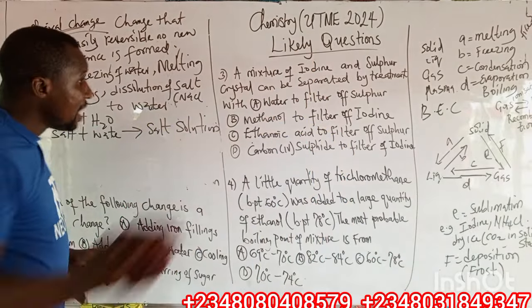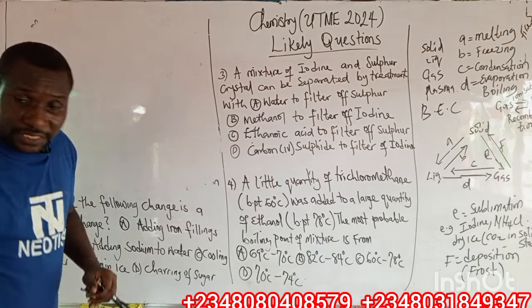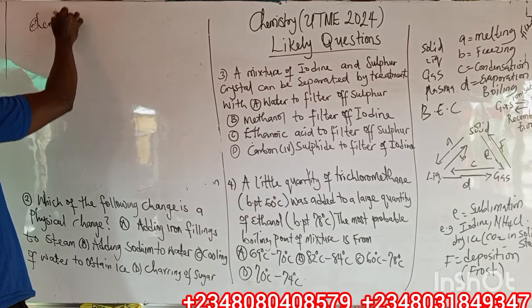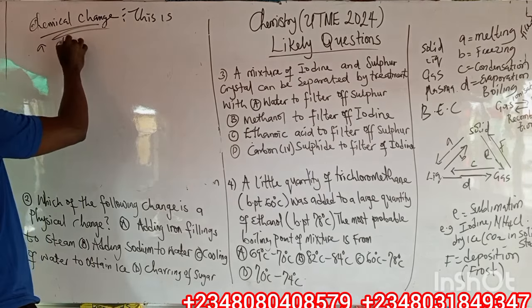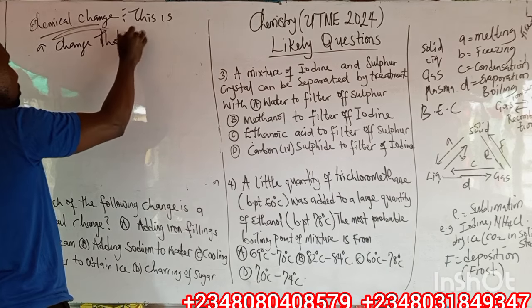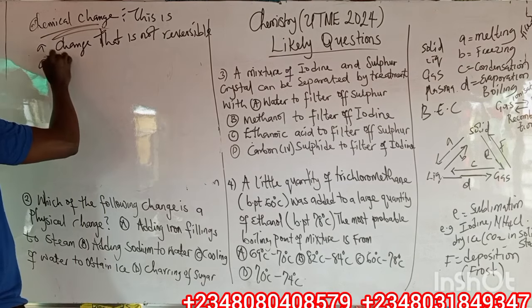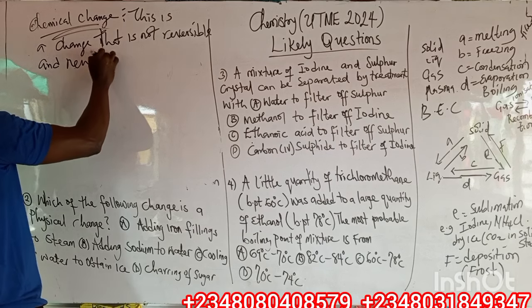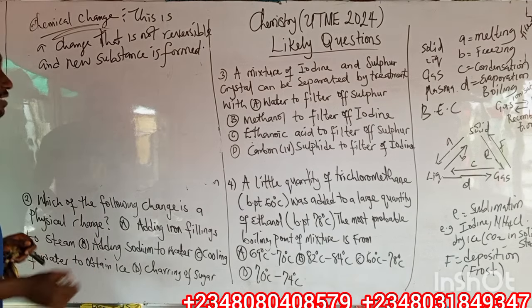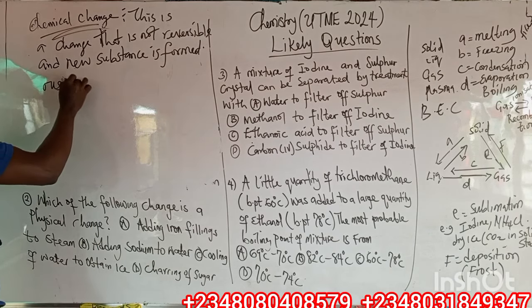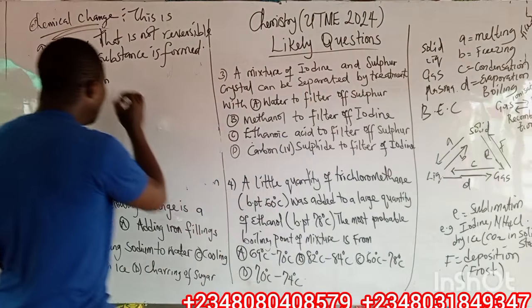Then we have another change, which is known as chemical change. Take note of this. A chemical change is a change that is not reversible, and a new substance is formed. An example of chemical change is rusting of iron. If you have rusted iron, can you get back the iron? No.